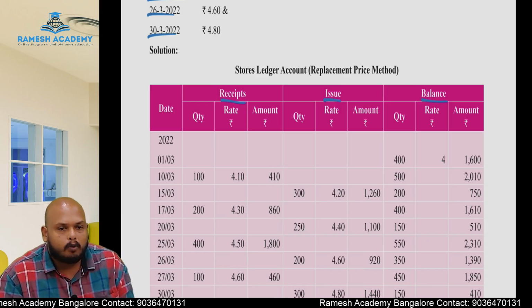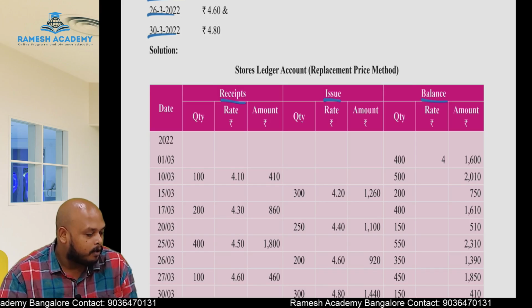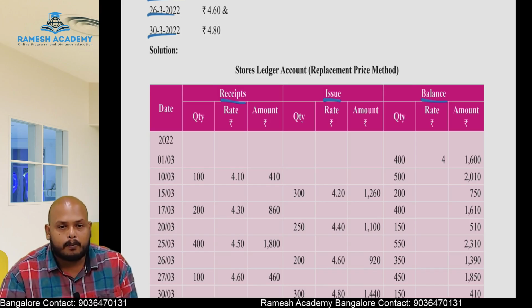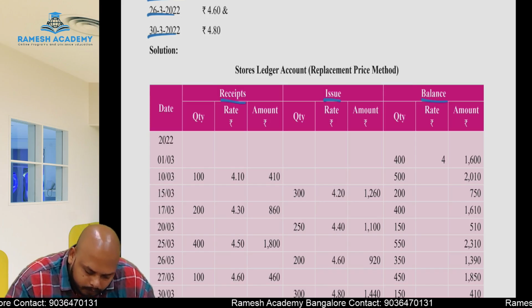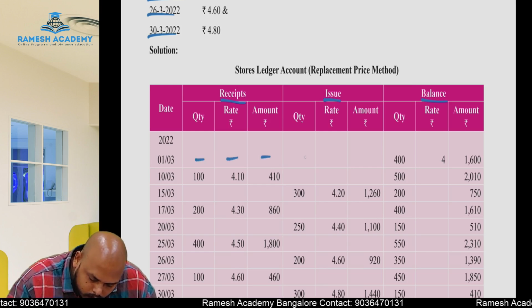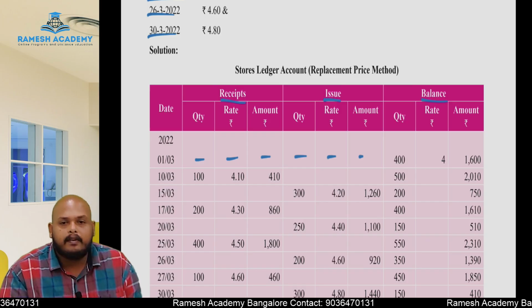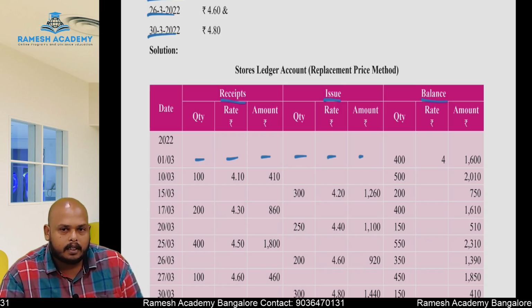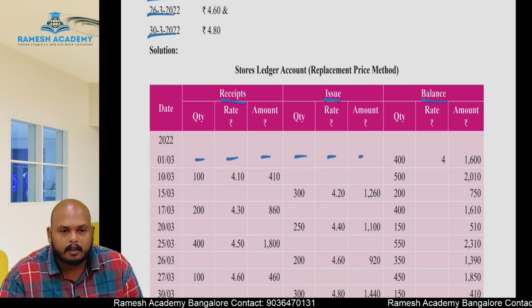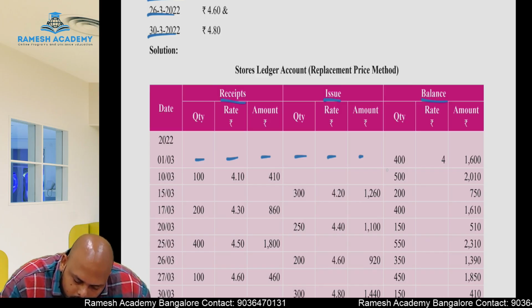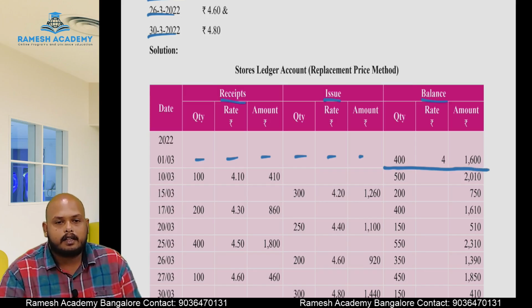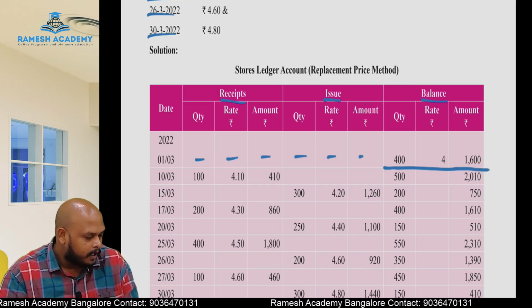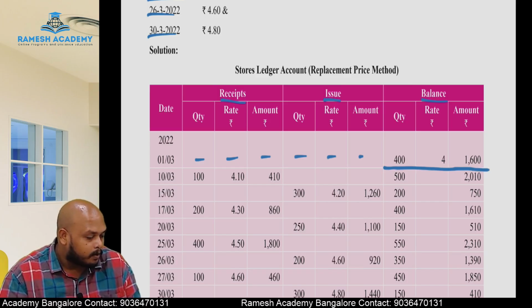Opening balance. What is the opening balance given in the question? 400 units at the rate of 4 rupees per unit. So directly we can write in the balance column 400 into 4. That is nothing but 1600. Next, 10th March 2022.